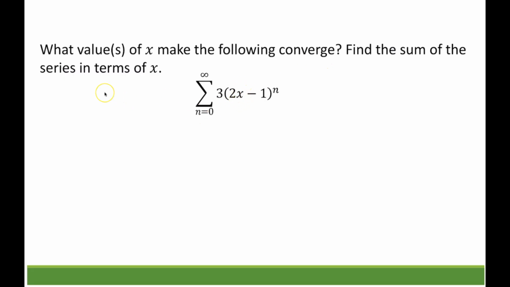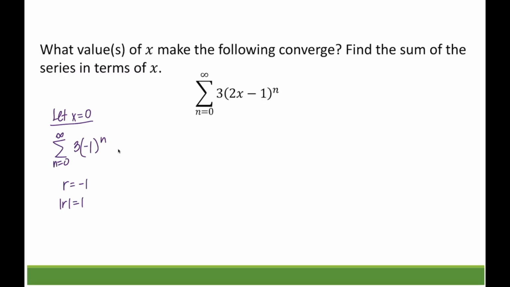So let's say x equals 0. Our sum is going to be n equals 0 to infinity of 3 times, inside here, I'm going to have -1 to the n. So I have a geometric series. My r value would be -1. So I'd have r is -1. The absolute value of r is 1.